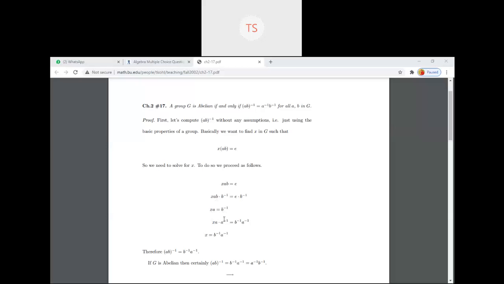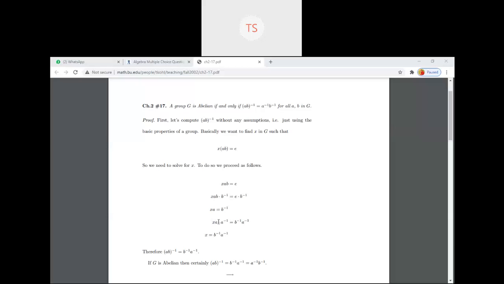Okay. Now in the next step, what I have done, on both sides I have multiplied A^-1. Now it has become X A A^-1 = B^-1 A^-1.